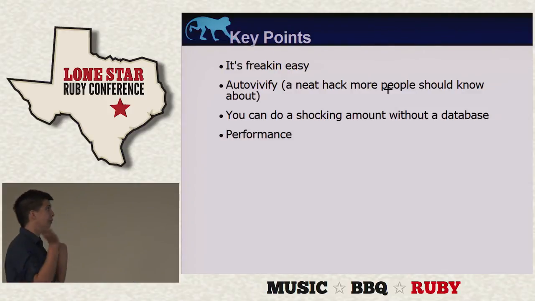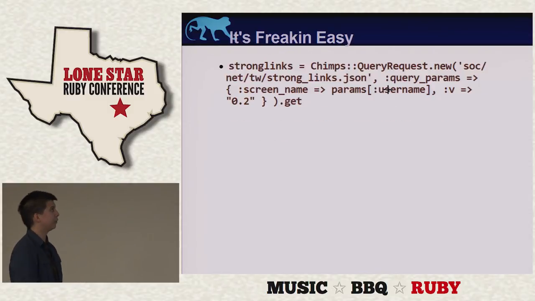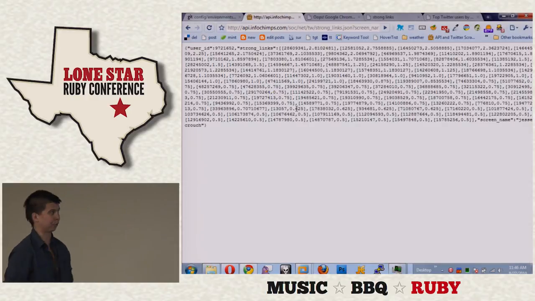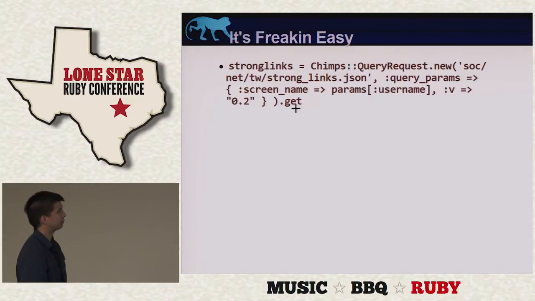Okay, takeaways. It's freaking easy. Everything that we did is right here, and this is the InfoChimps query API call. We're eventually going to make these easier, but right now it's basically just telling a path and then some query parameters. This is all you have to do to get that massive string that I showed you earlier, and this is an incredible amount of data. We do all the big data compute on it, so you don't have to.